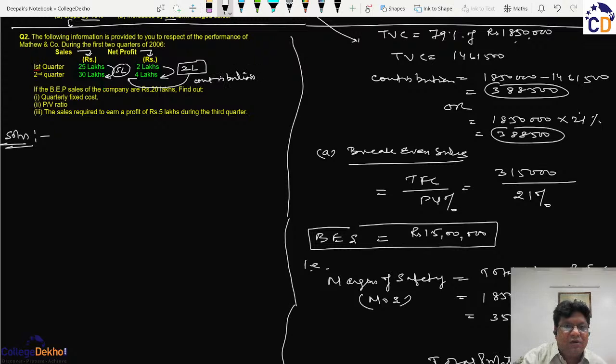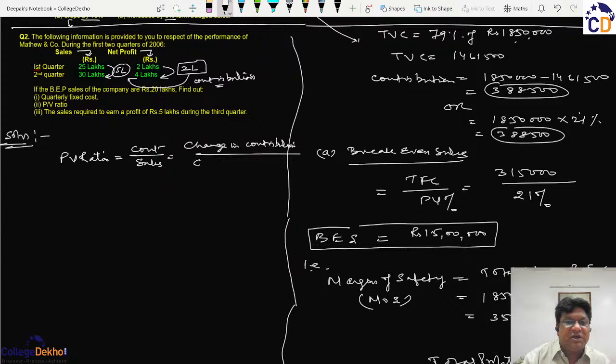And this concept gave rise to a new formula. PV ratio, though till now calculated as a ratio of contribution to sales, can also be shown as the increase in profits. Or instead of the word increase, we can write the word change, because if it's a decrease, the vice versa case, it also stands the same. So we can say that it is change in contribution to change in sales.